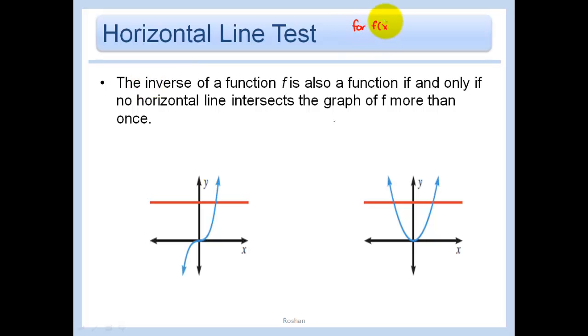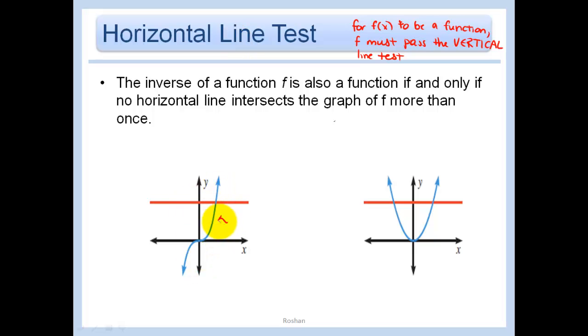For f of x to be a function, f must pass the vertical line test. Right? So why do you think I might be saying that in order for the inverse of a function to also be a function, it must pass a horizontal line test? Well, let's think about it. Aren't we just interchanging all the x's and the y's to get an inverse? So if the function has to pass the vertical line test, then the inverse would have to pass the horizontal line test. That just makes sense, right?